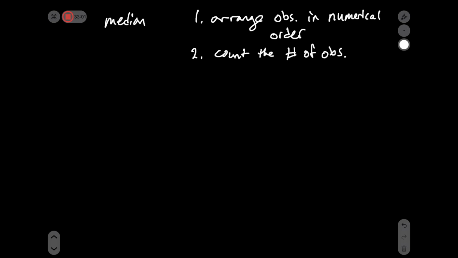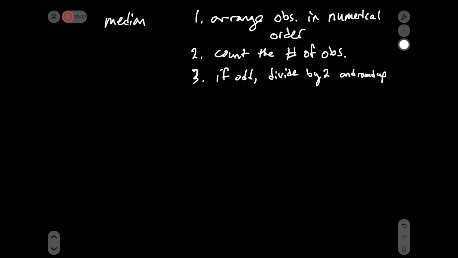And the third step depends on whether you've got an odd number of observations or an even number. So if you've got an odd number of observations, then you can essentially divide the total count by 2 and round up. And whatever number you get, in numerical order, that's the number that you would select. I'll explain through an example here.